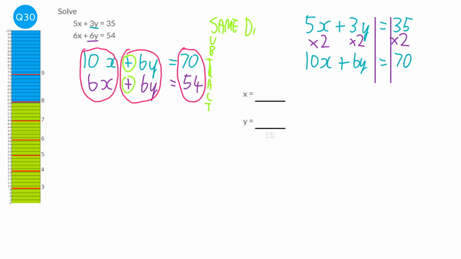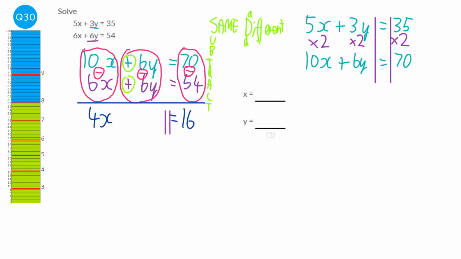If they are different, then we add. Now these are both the same, they're both positives, so we are going to be subtracting. So we're going to subtract the top ones from the bottom ones. 10x take away 6x is going to be 4x. 6y take away 6y is nothing, which is good, because if we're left with any y's here, that means we've made a mistake. And 70 take away 54 is 16.